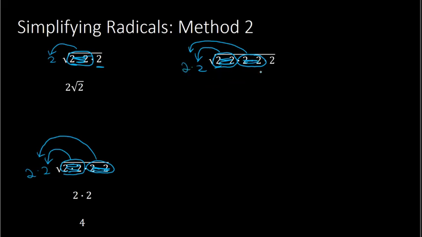I have 2 times 2 on the outside, and then a 2 left over that is not paired up with anything on the inside. So 2 times 2 is 4. So my simplified form is going to be 4 times the square root of 2.